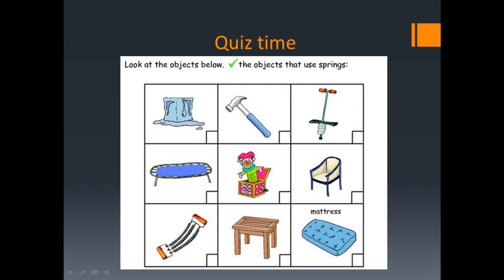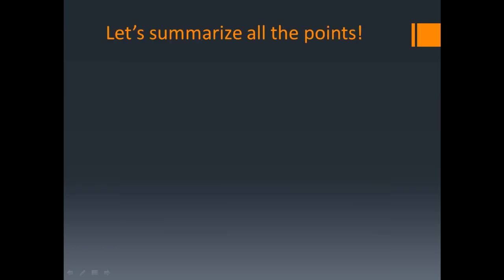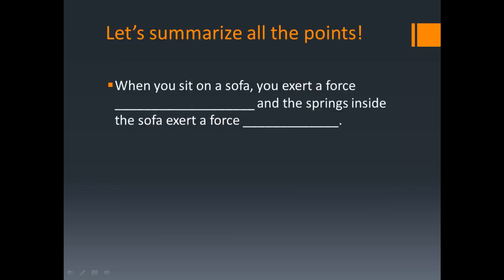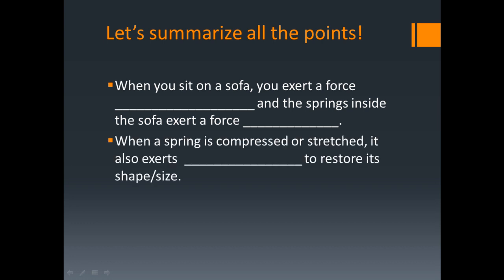So now you have to decide which of these things have springs in them. Let's summarize all the points. When you sit on a sofa, you exert a force. In which direction? Downwards. And the springs inside the sofa exert a force? Upwards. When a spring is compressed or stretched, it also exerts a force to restore its shape or size.